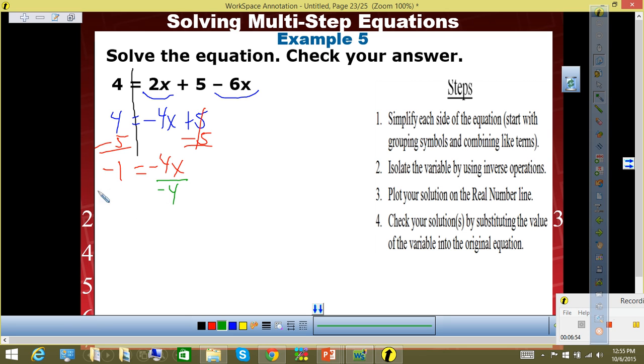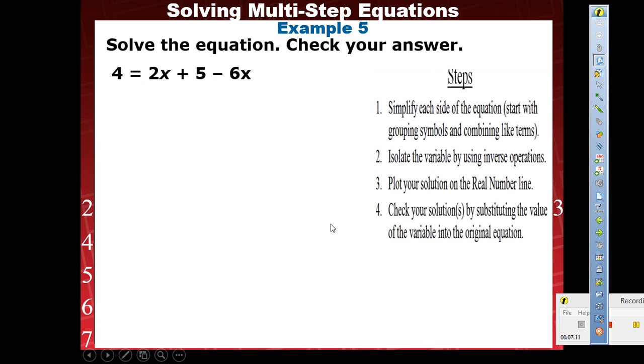Divide by negative 4 on both sides. 0.25. So negative divided by negative is a positive. It's 1/4 or 0.25. Hands up if you got that. That is correct. All right.